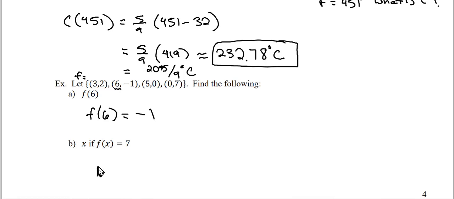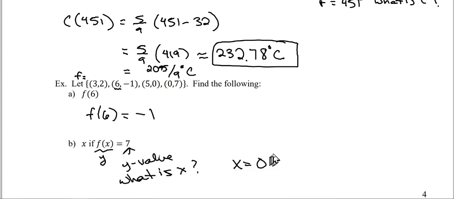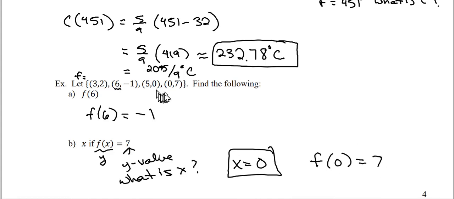This one is saying what is x if f of x equals 7, excuse me. That's your y value. What is x? That's what this question is asking. Remember, this notation is kind of replacing the y. And so that answer is 0, because f of 0 equals 7 from that last ordered pair there.